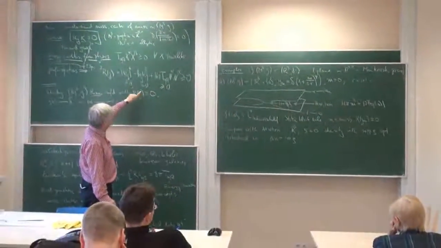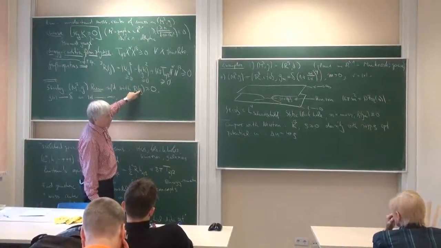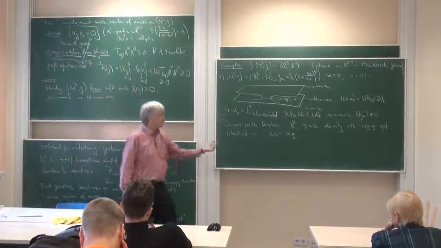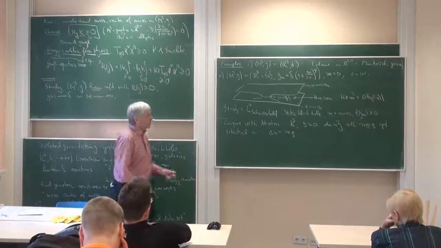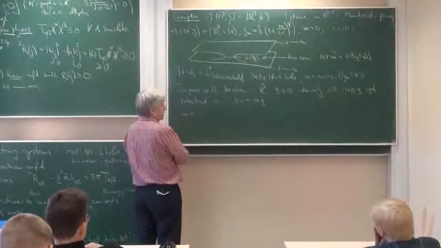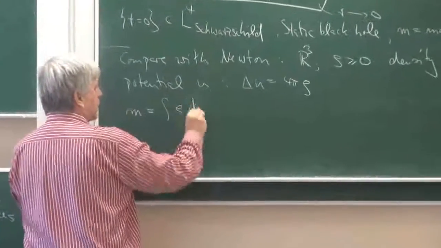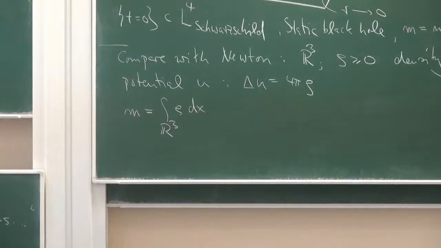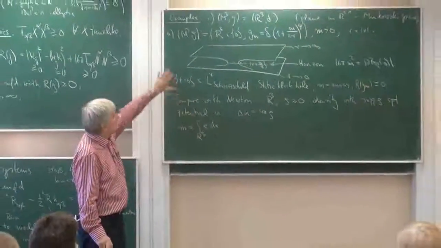This is second derivatives of the metric. So G plays the role of the potential U in general relativity. This is a trace of second derivatives, just like this is a trace of second derivatives. And now for Newton, it's clear what the mass is. For Newton, the mass is just integral rho dx over R3, right?